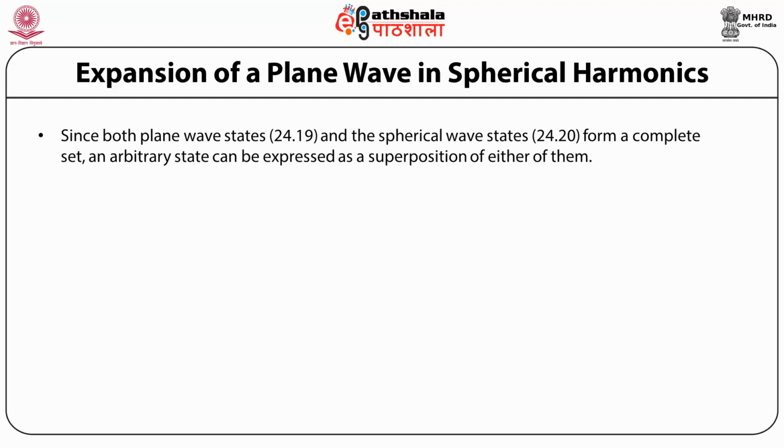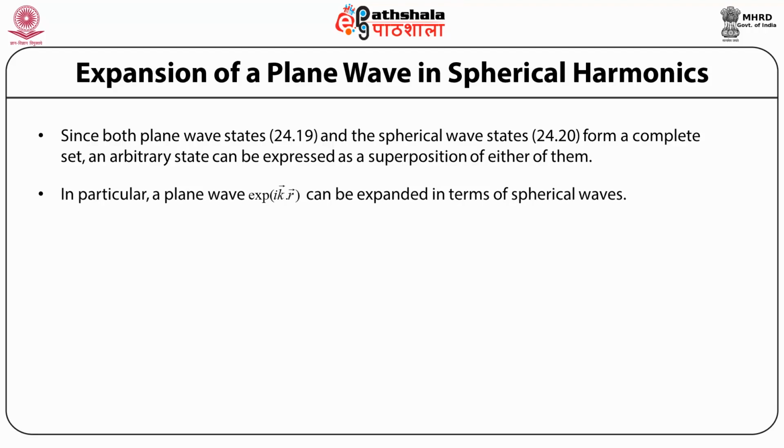Since both the plane wave states 24.19 and the spherical wave states 24.20 form a complete set, an arbitrary state can be expressed as a superposition of either of them. In particular, a plane wave exp(i k·r) can be expanded in terms of spherical waves.